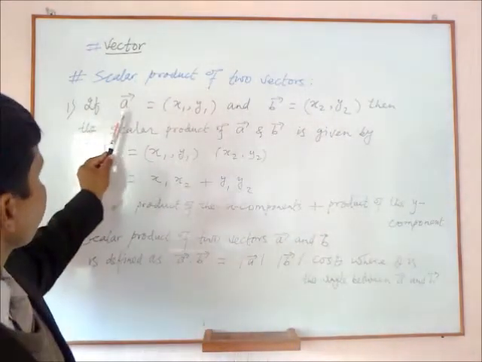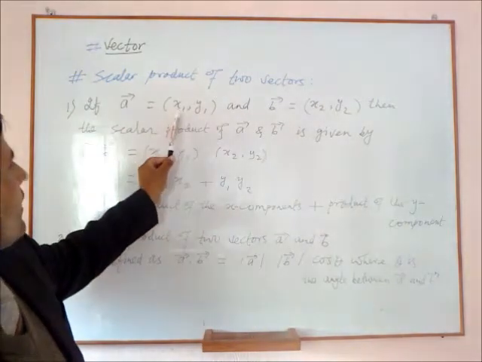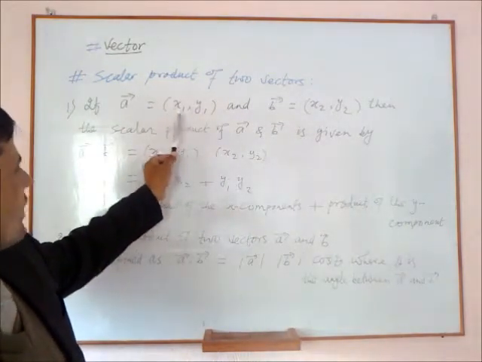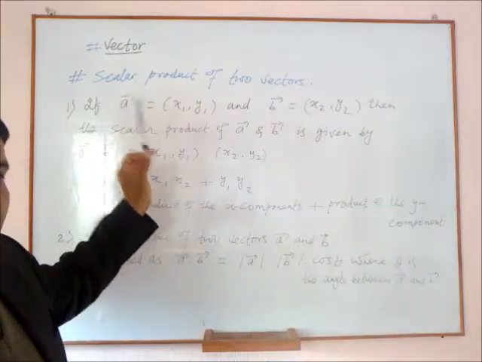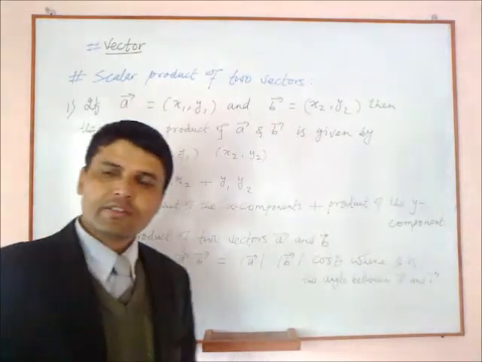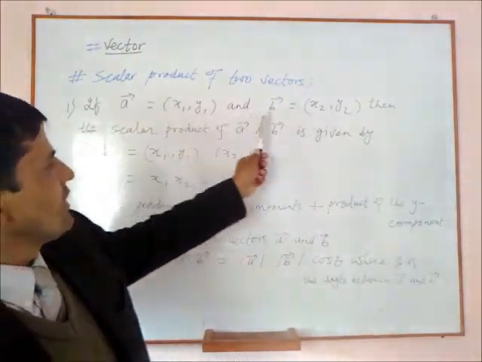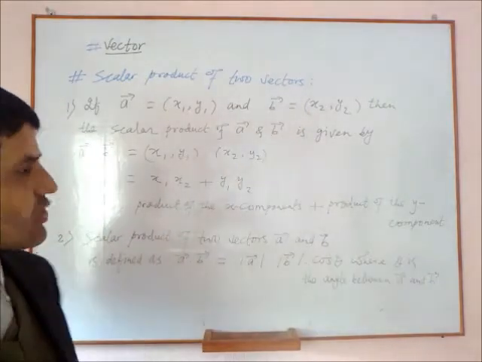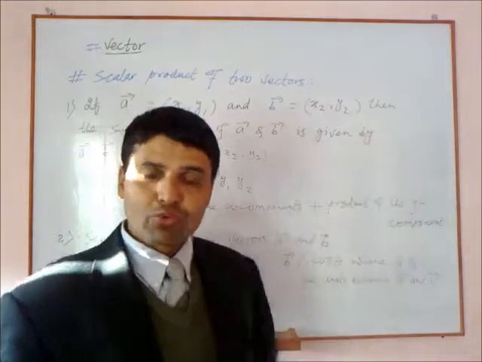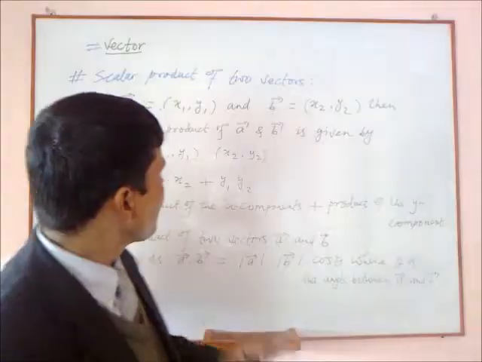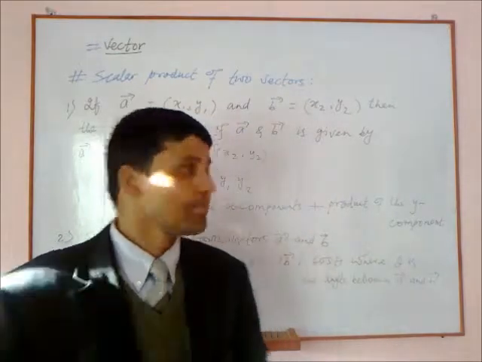Suppose vector A has x component x1 and y component y1. That is, vector A is represented in x and y components. Similarly, vector B has x component x2 and y component y2. It means both the vectors are given in terms of coordinates.